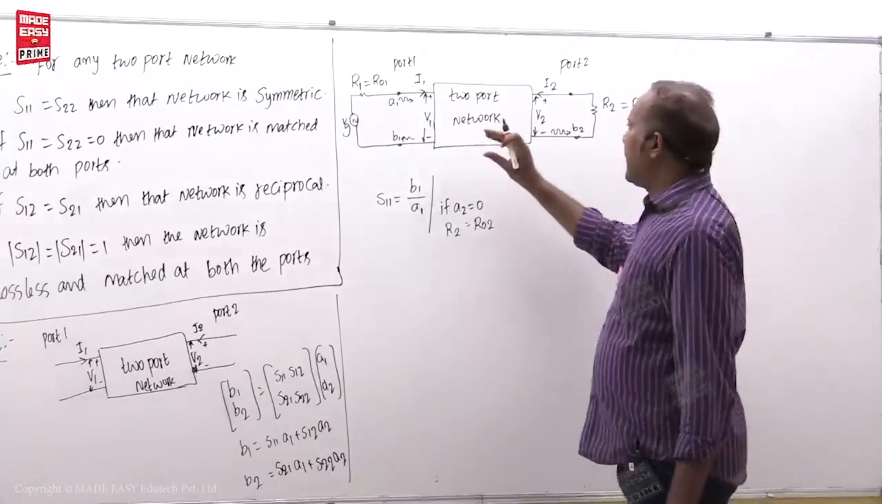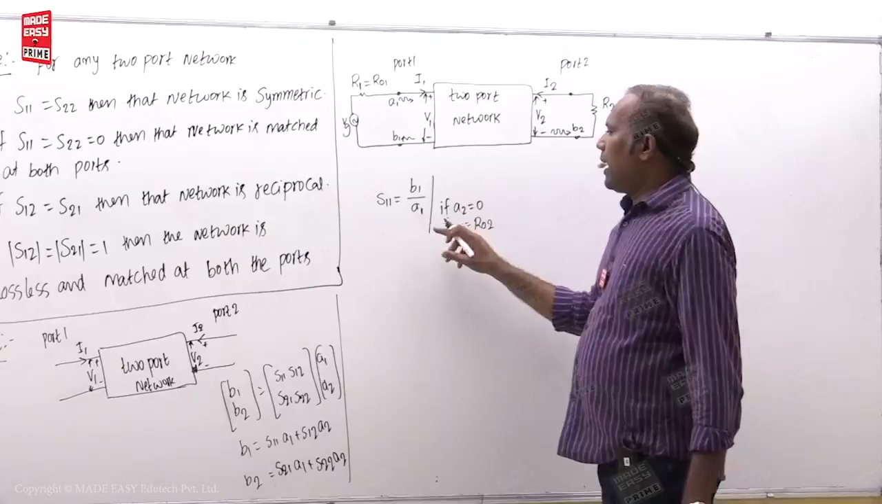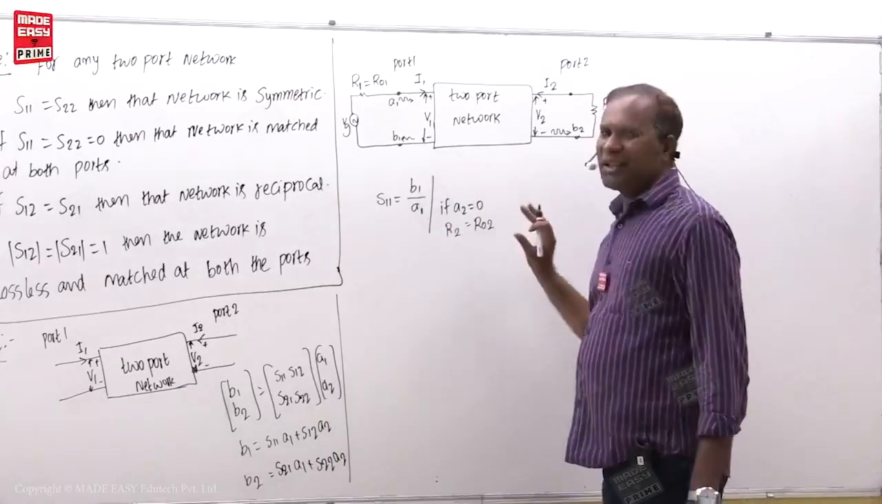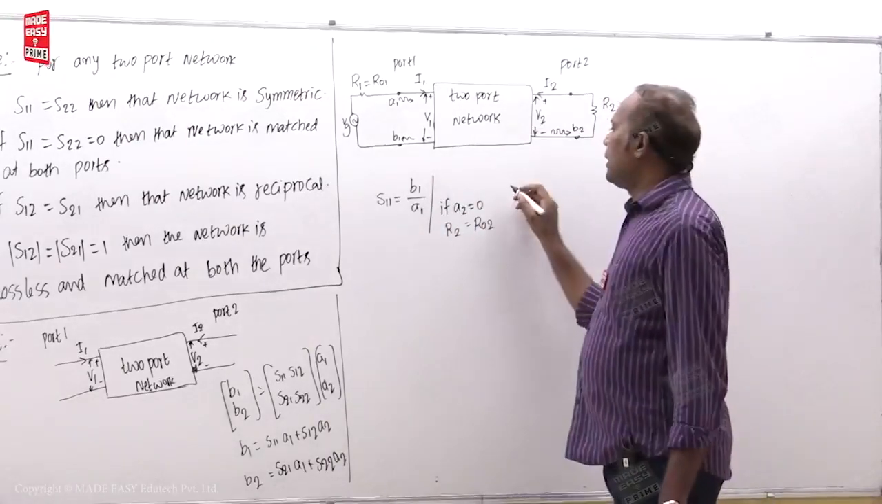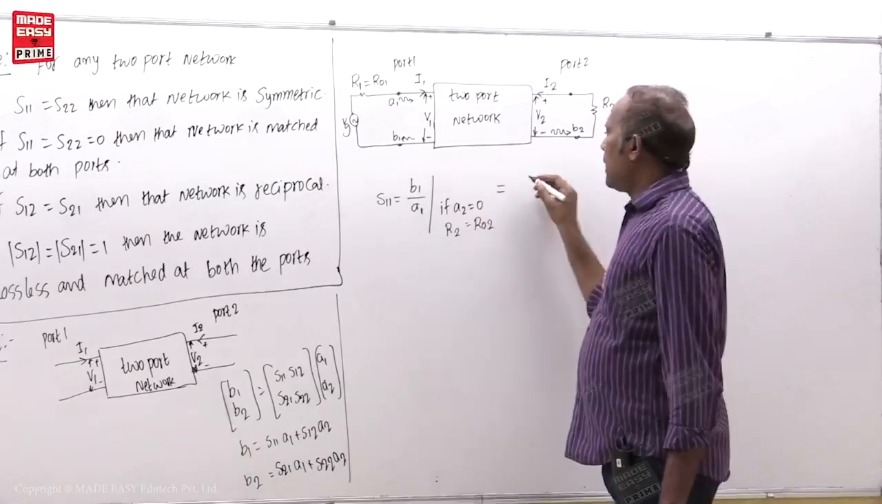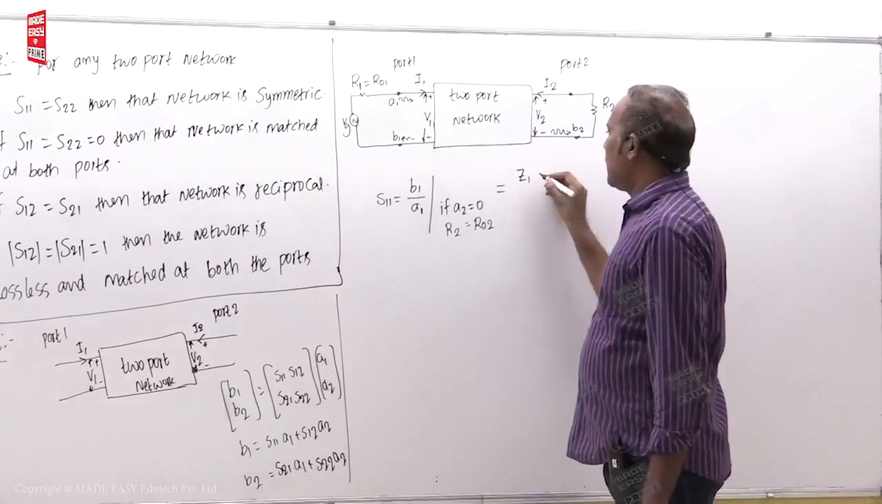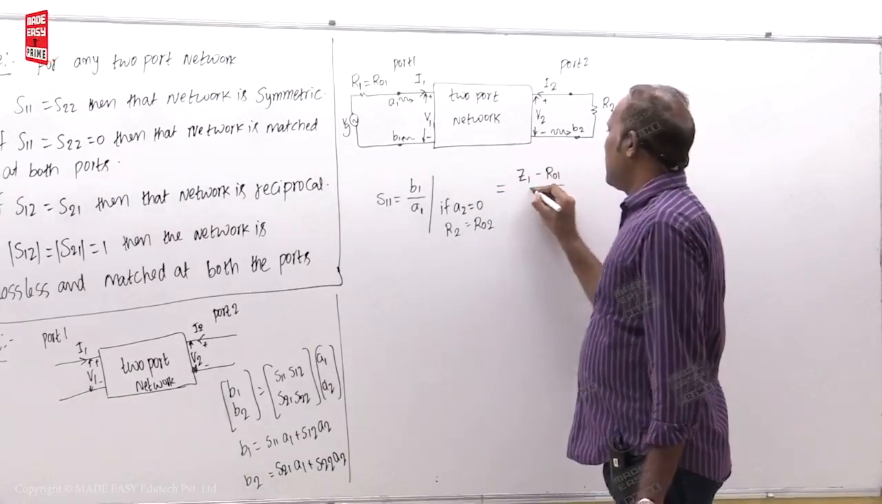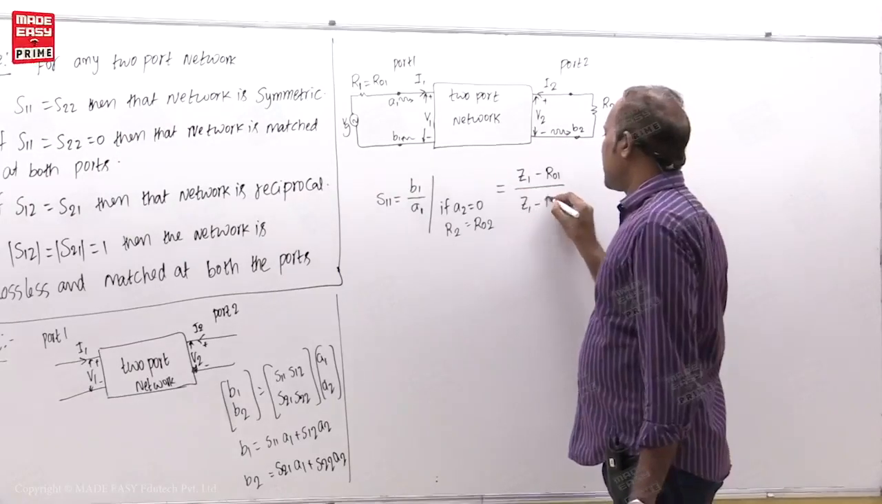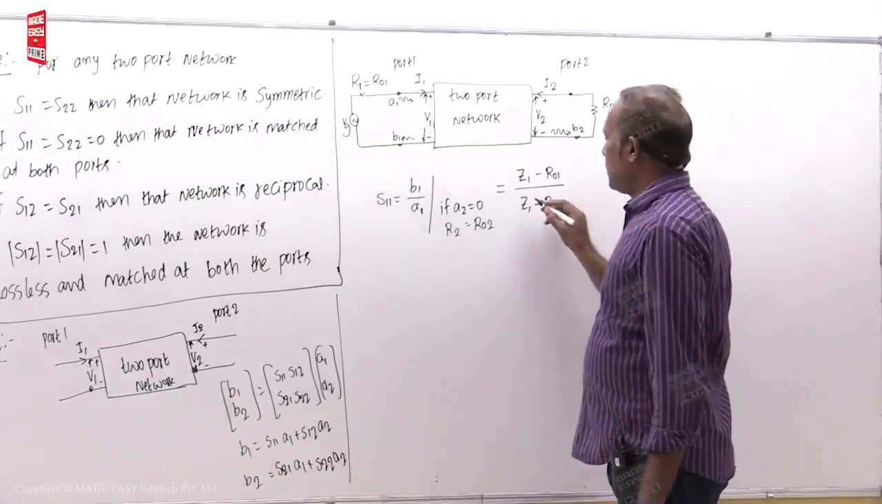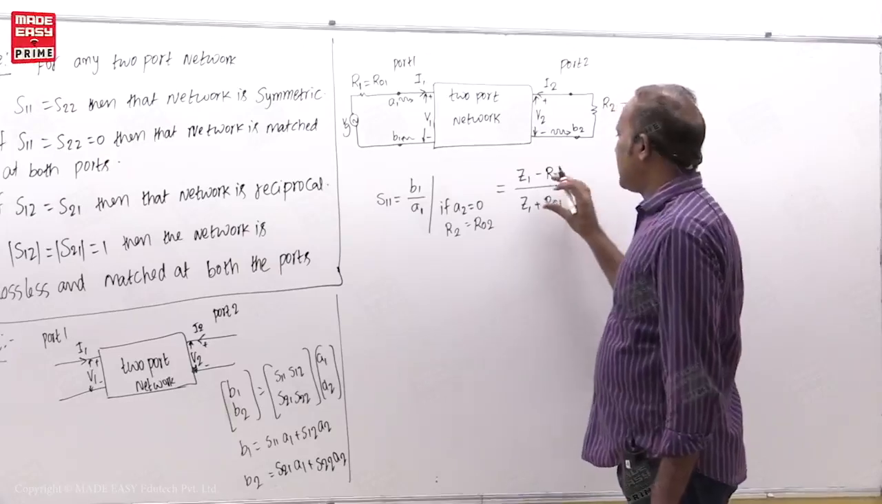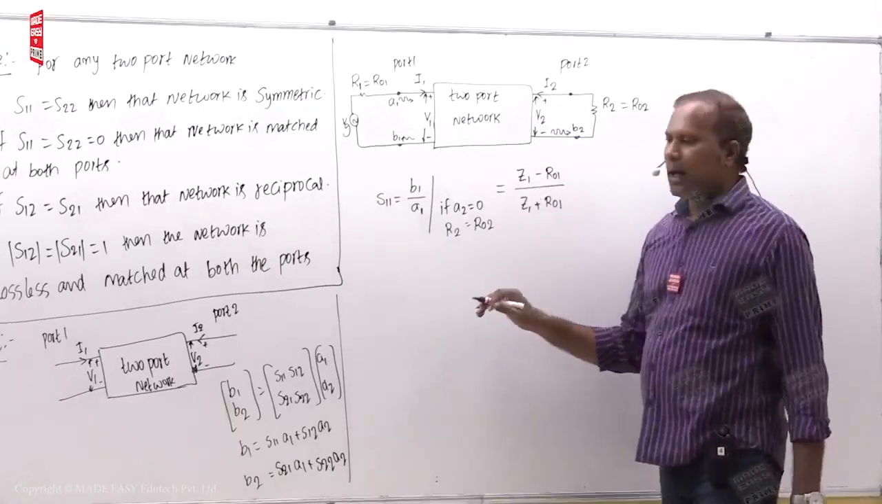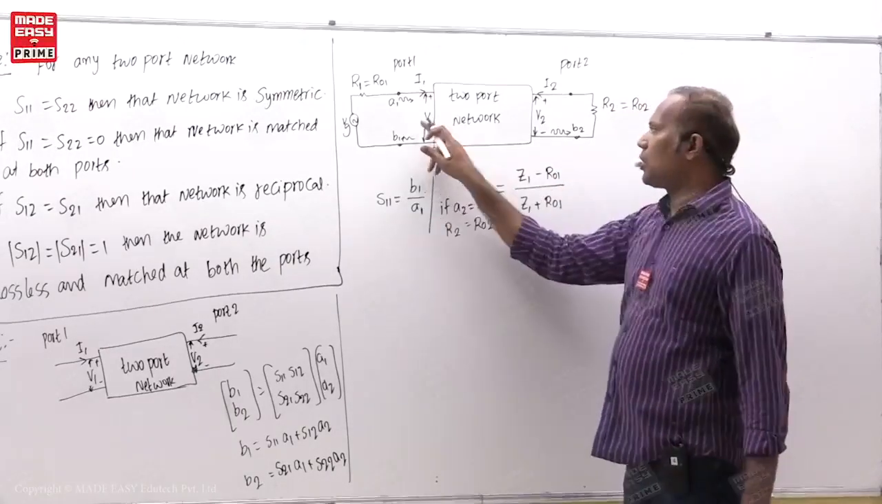So after taking these conditions, we have to do the derivations. Big derivations are there. After doing the derivations, we get this formula: Z1 minus R01 divided by Z1 plus R01. What is this? Reflection coefficient. Already you know S11 is the reflection coefficient at port 1.